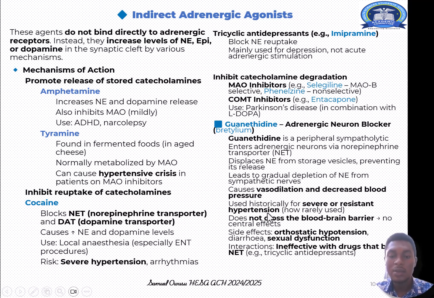Now, guanethidine was used in the management of hypertension formerly, but then we don't use it. It does not cross the blood-brain barrier, so it doesn't produce any central nervous system effects. But the side effects are that it causes orthostatic hypotension, diarrhea, and it has been found to also cause sexual dysfunction. The interaction is that it interacts with tricyclic antidepressants, so you don't want to give the two together.